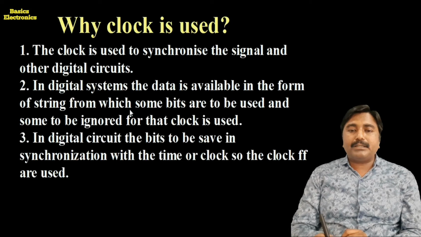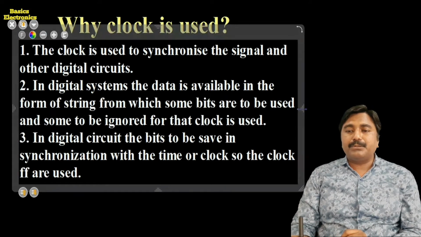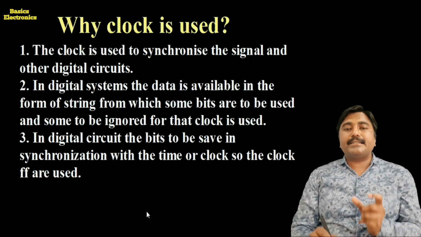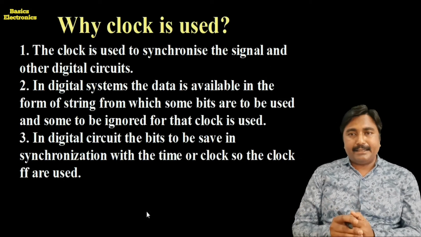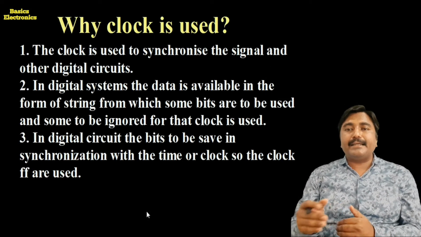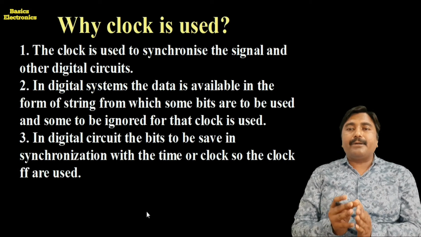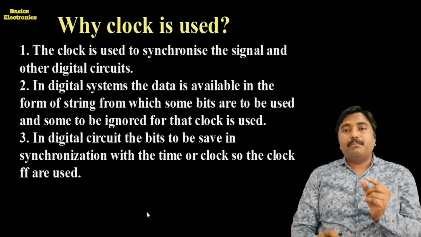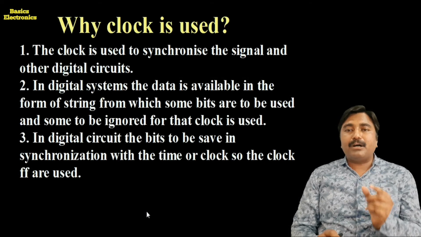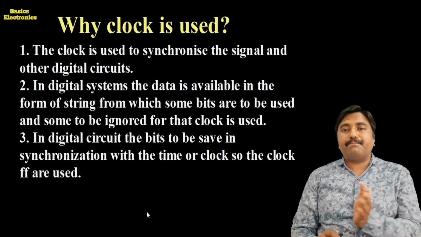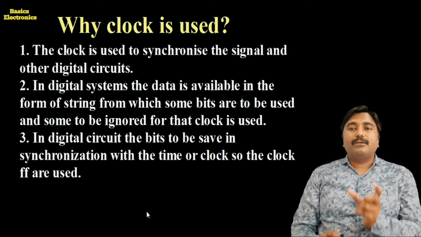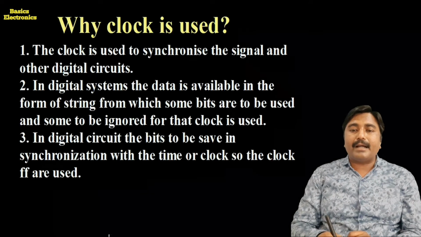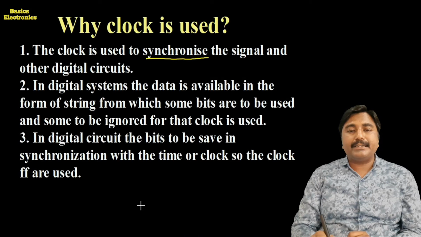The first reason is that the clock pulse synchronizes the input signal and the digital circuitry. When we need to use a number of circuits together, and those circuits must start their function at a particular instant and finish within one clock pulse time, then we use the clock pulse. This is what we call synchronization of a digital circuit.